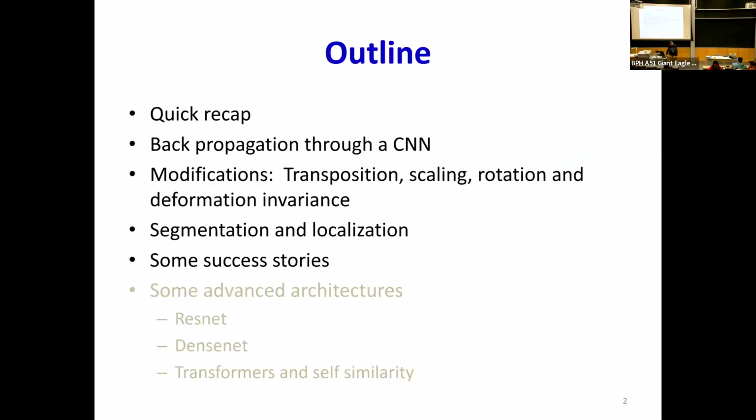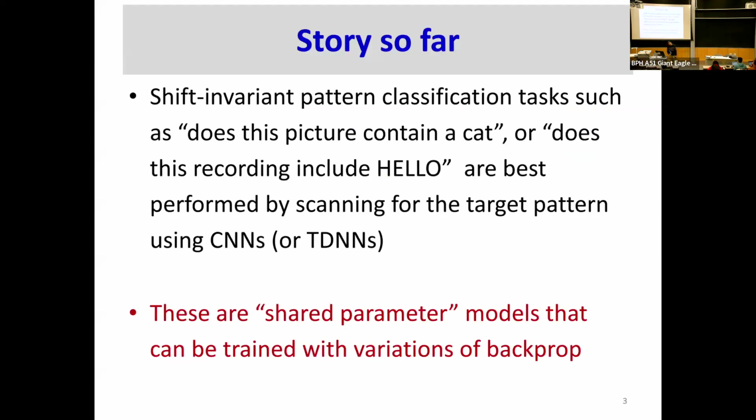We're going to finish the bit on training networks. We're going to be talking about the final bits of training. So what we've seen so far is that shift invariant pattern classification tasks, such as does this picture contain a cat, or does this recording include hello, are best performed by scanning for the target patterns. And scanning is the same as using shared parameter networks.